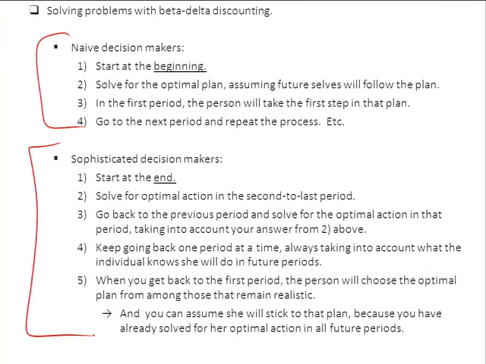There's more. The next problem set, which has now been posted, includes another beta-delta exercise. So you'll have to use these steps once again. Solving the naive forwards, assuming that whatever they decide to do in each period they believe they will follow through on. And then solving the sophisticate backwards, ruling out courses of action that the sophisticate knows she won't take.